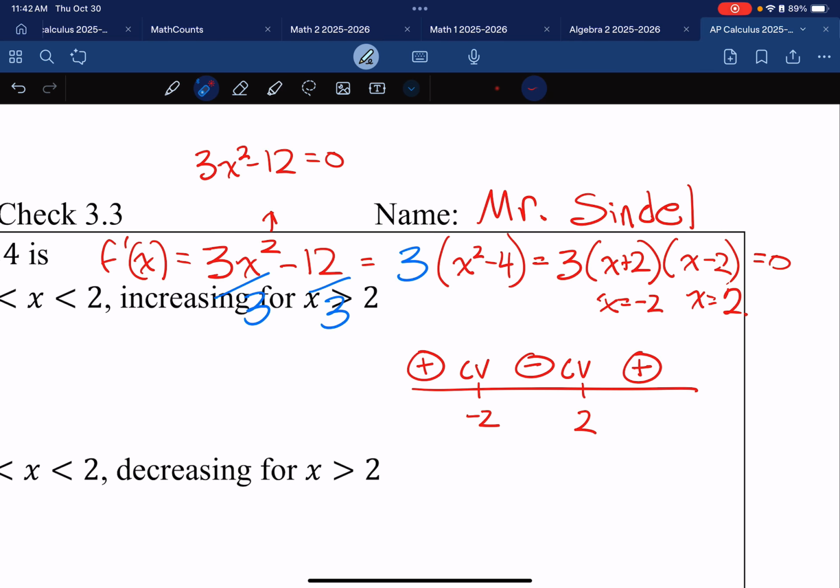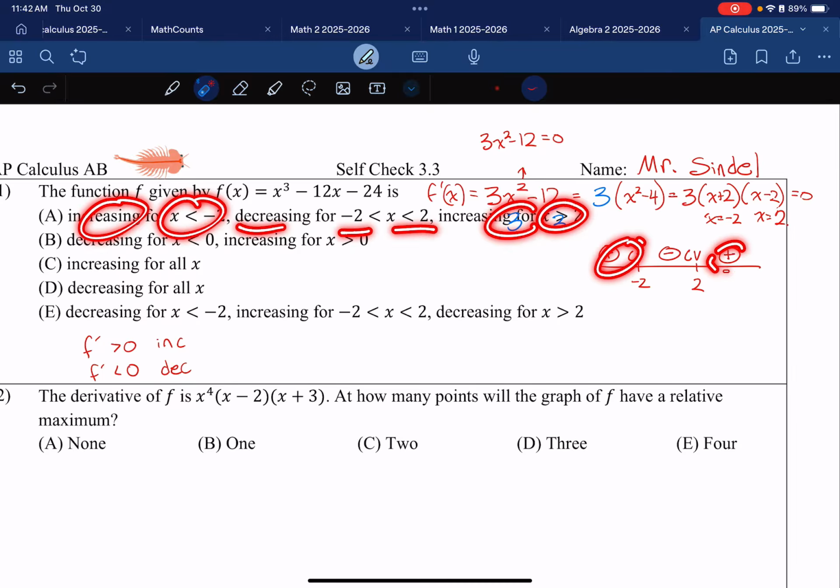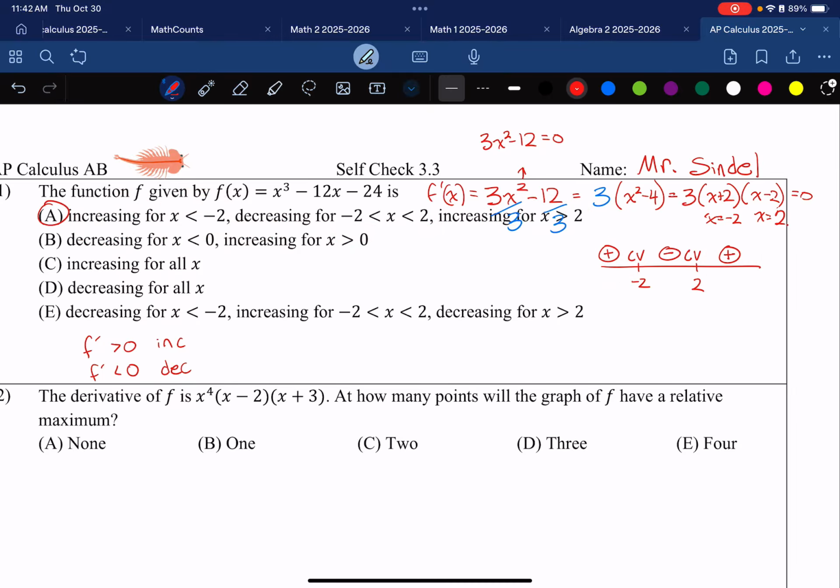So now that we have our sign chart all filled in, we can do the analysis. So where are we increasing or decreasing? We want to say it's decreasing between negative 2 and 2, increasing when we're less than negative 2, increasing when we're greater than 2. That's what we're saying over here. Therefore, the correct answer here is A.